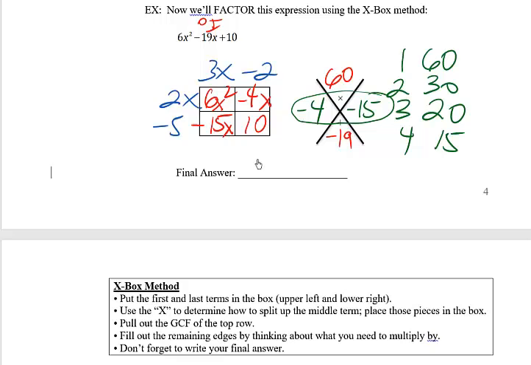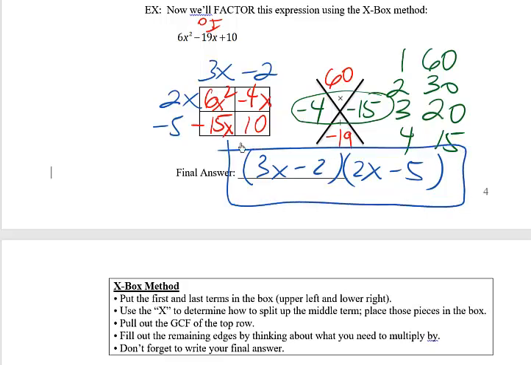What you have now across the top and on the side are the pieces of the FOIL problem. The final answer to this problem is 3x minus 2 times 2x minus 5. A quick FOIL multiplication would easily convince you that we have the right answer. These problems are very, very easy to check. This is a very, very systematic method and one that you can get quite good at and quite quick at if you practice it sufficiently.